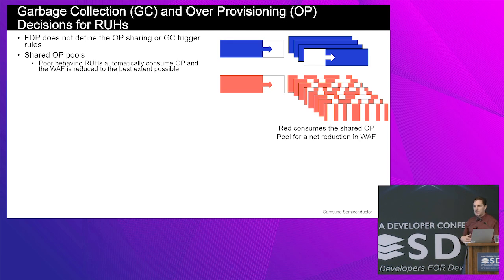The red is a randomly written RUH. You can see that because it's randomly written, it'll invalidate all over. So the written pool ends up looking very messy, and it ends up consuming all of the over-provisioning that it's allowed.